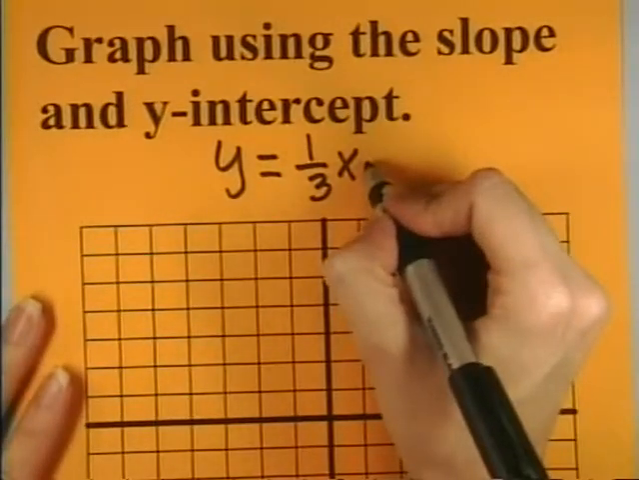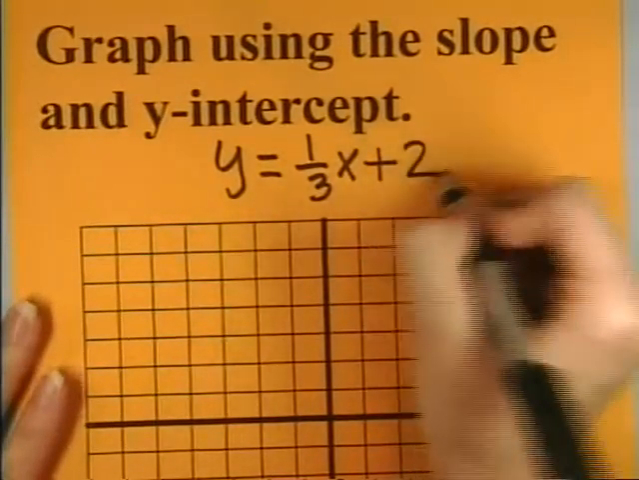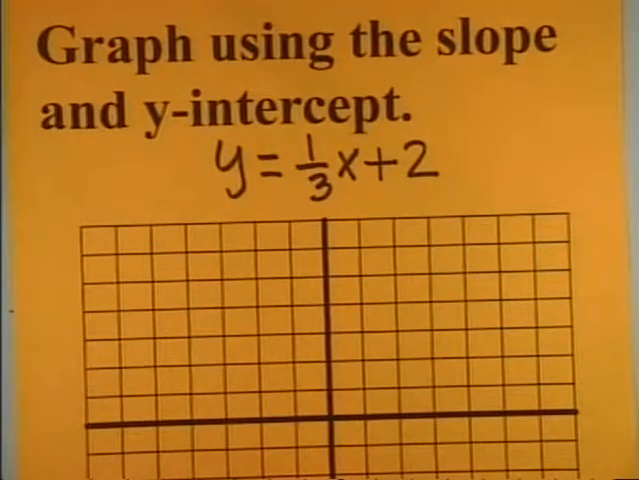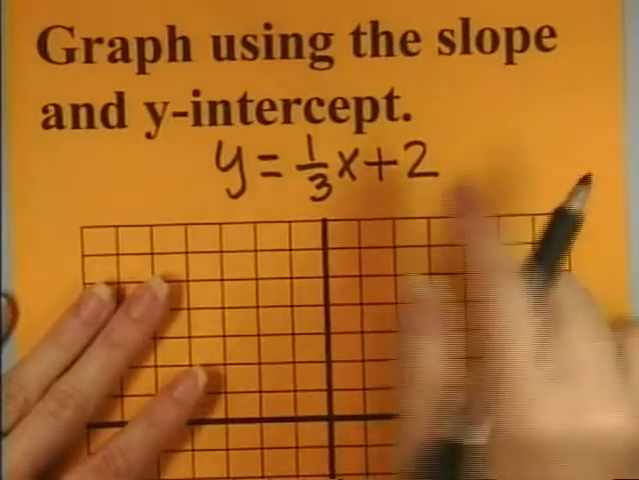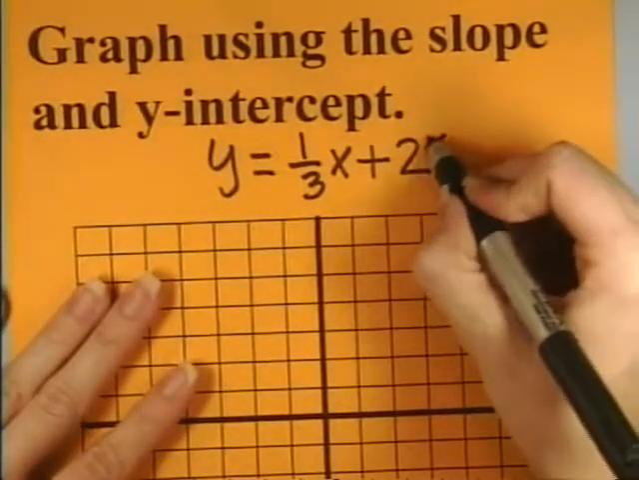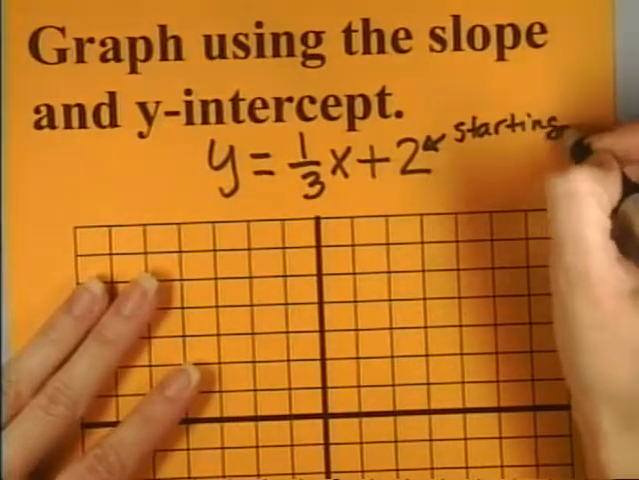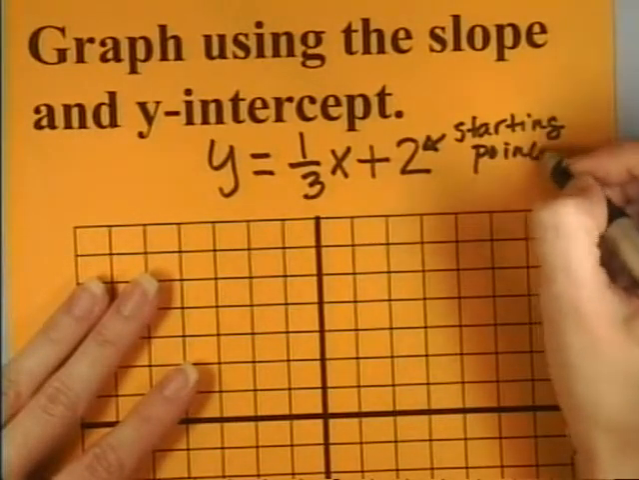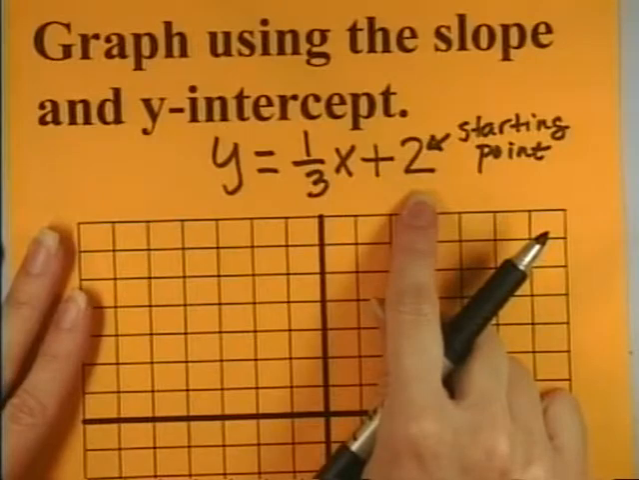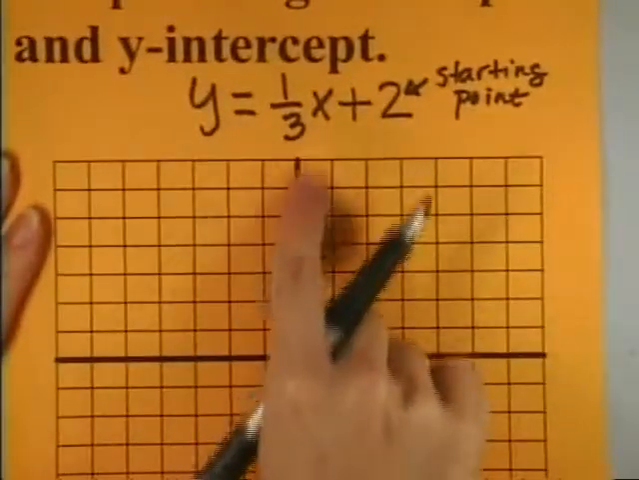Okay, so plus 2. I made that up. I'm going to teach you how to graph this, okay? Now, this point right here is going to be your starting point. You always start from your y-axis. It's called the y-intercept.